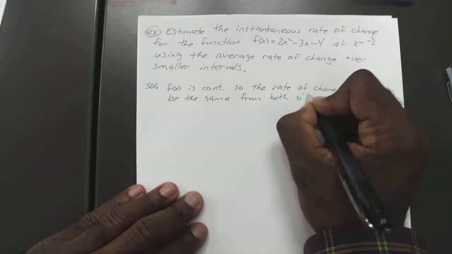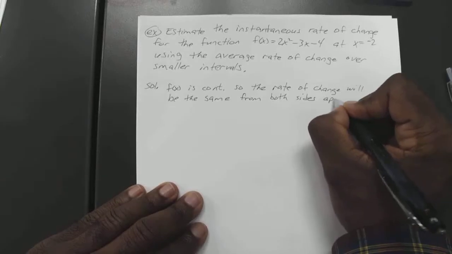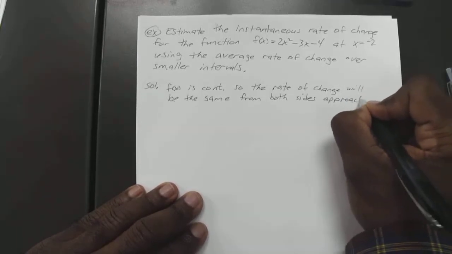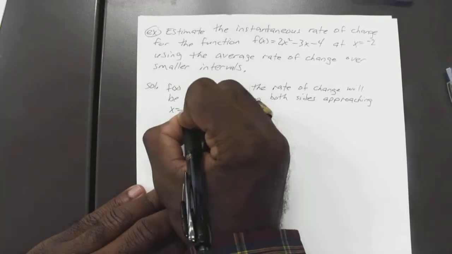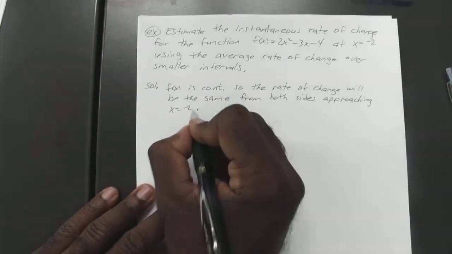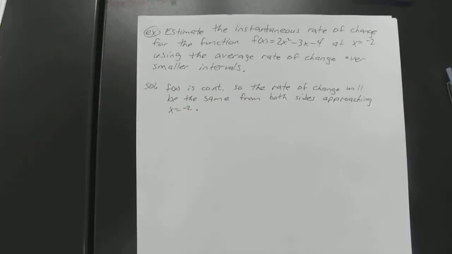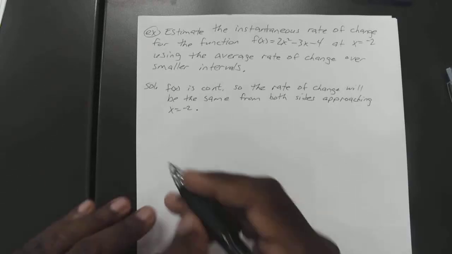From both sides approaching x equals -2. Okay. So what we just want is to get closer and closer. So we want our change in x, or our h value, to get smaller and smaller.